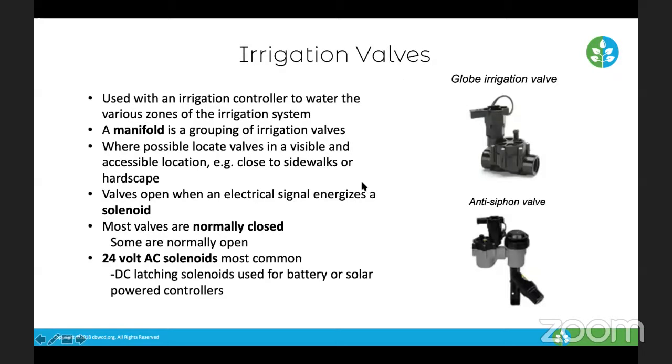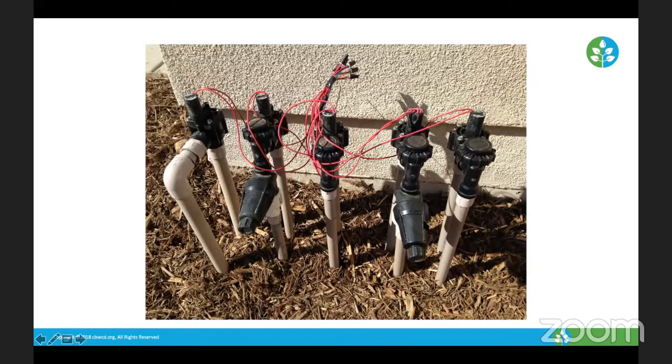Again, we go more in depth into how valves work in our irrigation basics class. Here, I just wanted to hit a couple things. So a manifold is a grouping of valves. That's the terminology. So if we see this here, this grouping would be called a manifold.